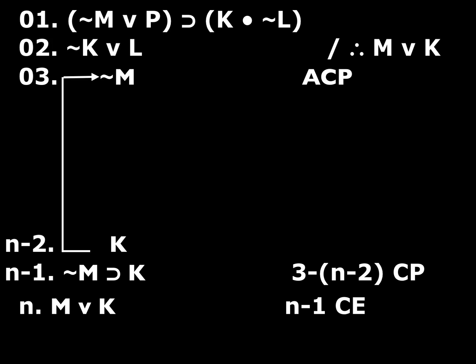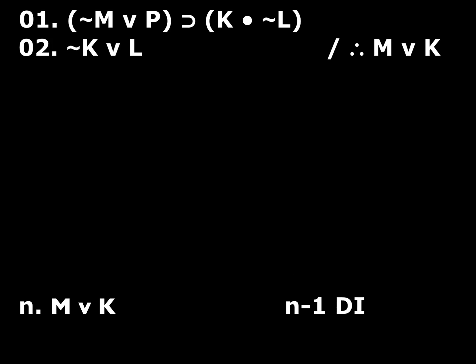Here's another way you could do it. I want this. I want to derive m or k. Another way I could do it is if I could get m by itself, I could go m or k by disjunction introduction. Same thing, if I could derive k by itself, I could get m or k by disjunction introduction.